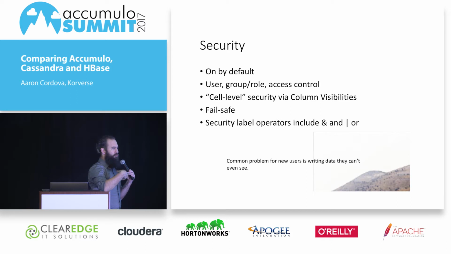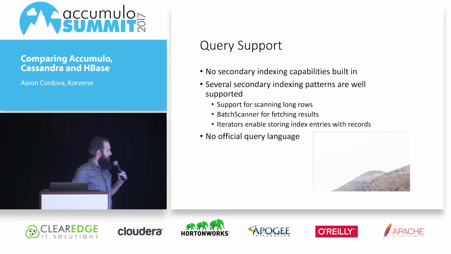So Accumulo won't fail open and spill its guts out. If you don't give it exactly what it needs, it's just going to pretend there's no data, which is great when you work in a system where you don't want mistakes to result in leaks. And then the security label operators are very simple. You have and and or, and that's it. There's no not, which will come up later.